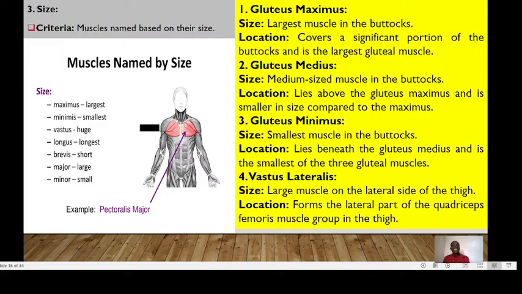Gluteus medius. This is a middle-sized muscle in the buttocks. It's located above the gluteus maximus and is smaller in size compared to the maximus. Gluteus minimus. This is the smallest muscle in the buttocks. It lies beneath the gluteus medius and is the smallest of the three gluteal muscles. We have vastus lateralis. These are larger muscles on the lateral side of the thigh, and it forms the lateral aspect of the quadriceps femoris muscle group in the thigh.